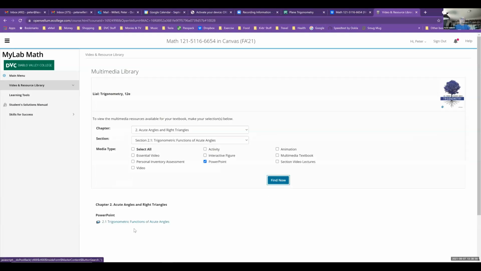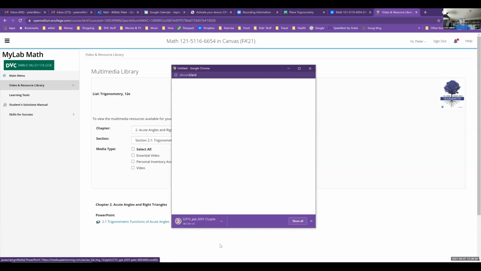And then here is the slideshow. When you click on that, it'll download the file, and then you need to open that with something that can open up slideshows. So the Microsoft version of that is PowerPoint. That's why these are called PowerPoints. The Google free version of that is Google Slides. So if you take this file and open it with Google Slides, you'll also get the slideshow.